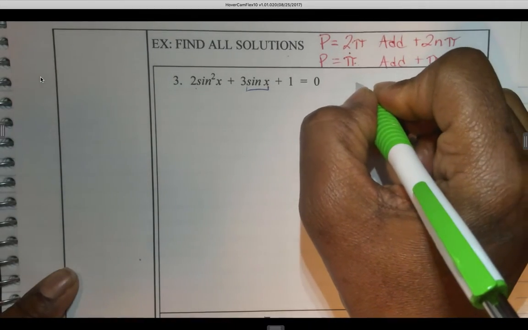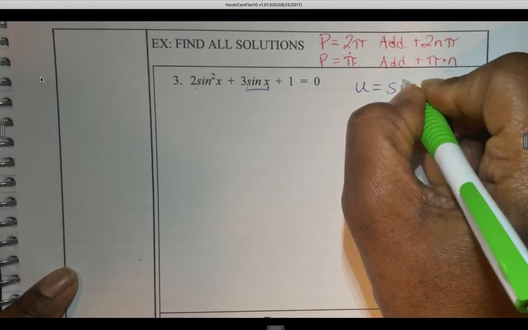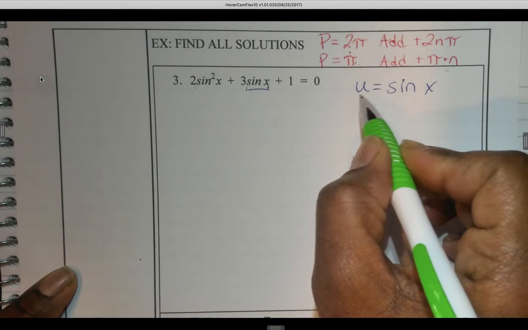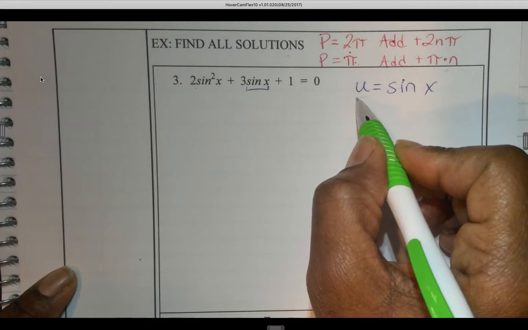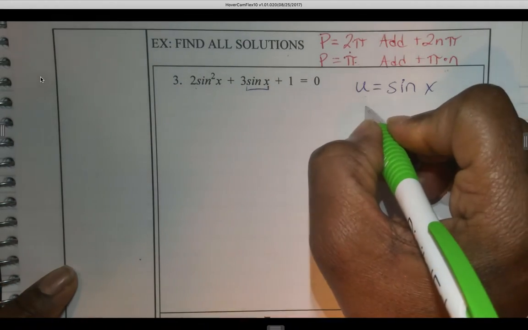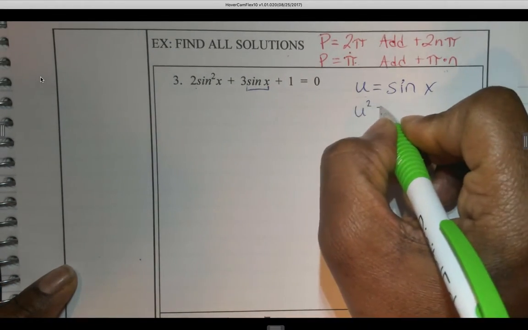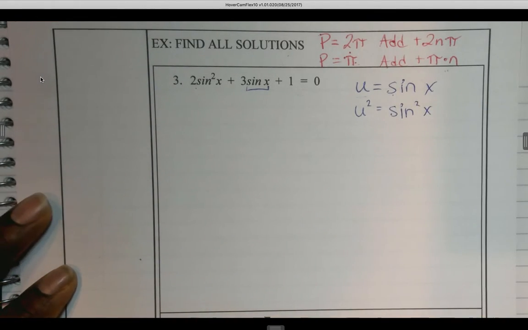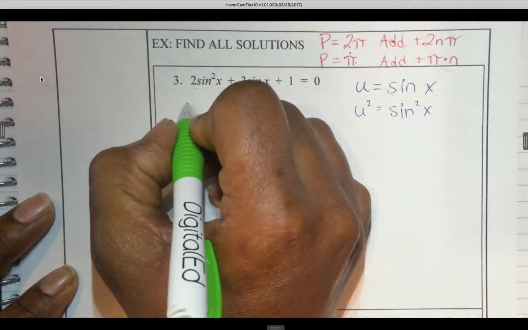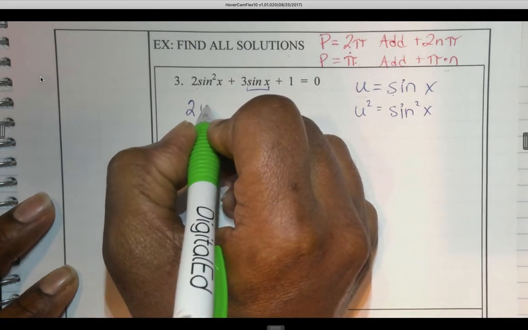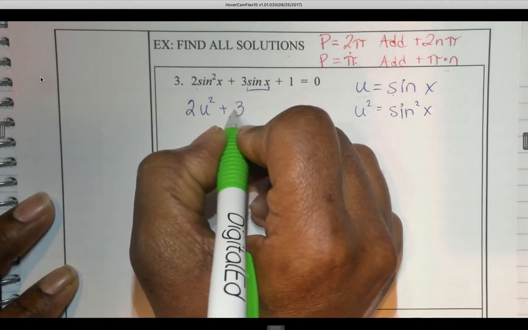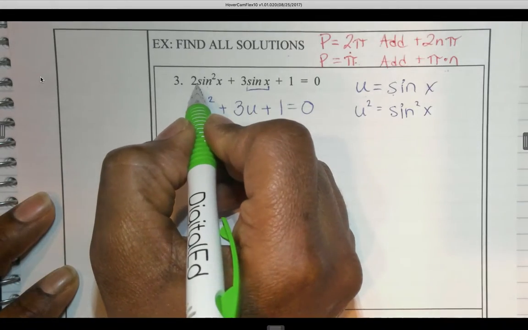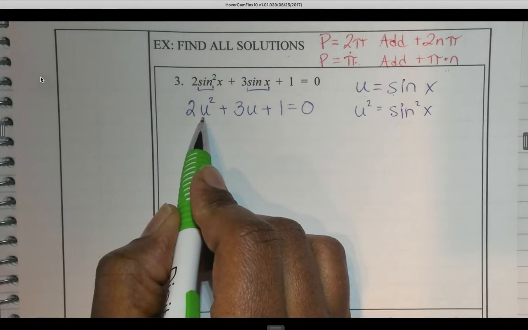So if I use u substitution, all that means is I'm going to take out sine, which is a function. It's one big term, but I'm going to rewrite it as u just to make the problem look a little easier. That means if I have u squared, that's u times u, that would be sine times sine, which is sine squared. Okay, so now I have, instead of 2 sine squared, 2u squared plus 3u plus 1 equals 0. Anytime I see sine, I replace it with a u.